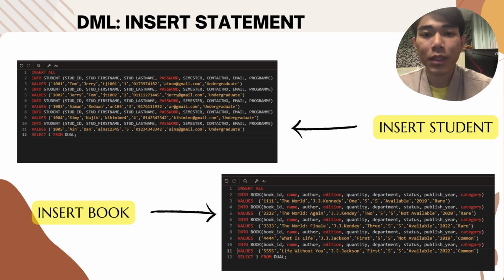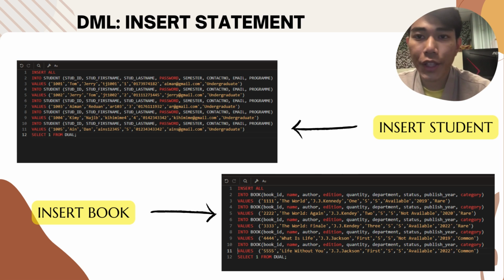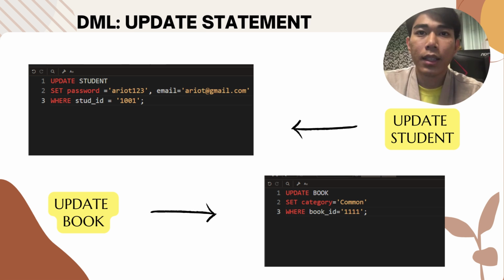Next will be the insert book part, where the admin will insert a book into the system, where there will be a few fields, which are the book ID, the name of the book, author, edition, quantity, department, status, publish year and category. This is the example for the insert statement part. Next is the data manipulation language update statement, where the students will update.